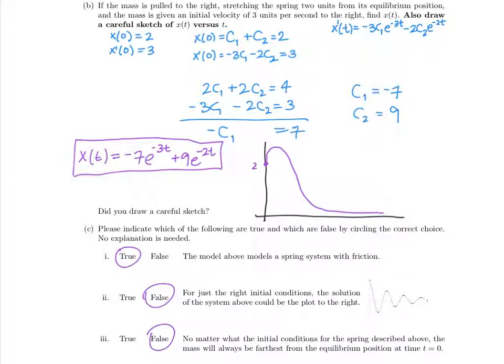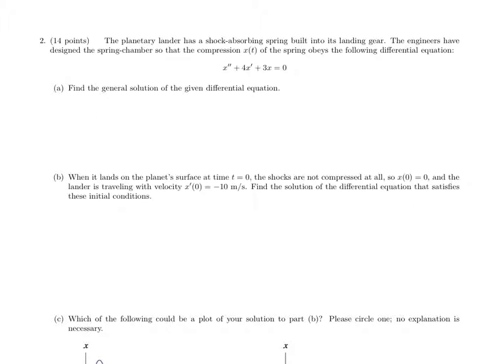And that's that. Now for our final question in this family of questions about second order homogeneous differential equations with constant coefficients. It says the planetary lander has a shock absorbing spring built into its landing gear, and the engineers have designed the spring chamber so that the compression x of t of the spring obeys the following differential equation. We're given this second order homogeneous differential equation with constant coefficients, and we're asked to find the general solution. So that means, what is its characteristic equation? What are its roots? Put them into the general solution.